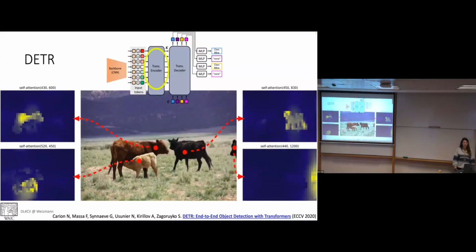Are those related to a single query or different types of queries? What do you mean? Those on the cow, are they related to the same query or different types of queries? So this is only the encoder part, right? We don't care about these queries. This is only the encoder. So this is a self-attention map. Okay.